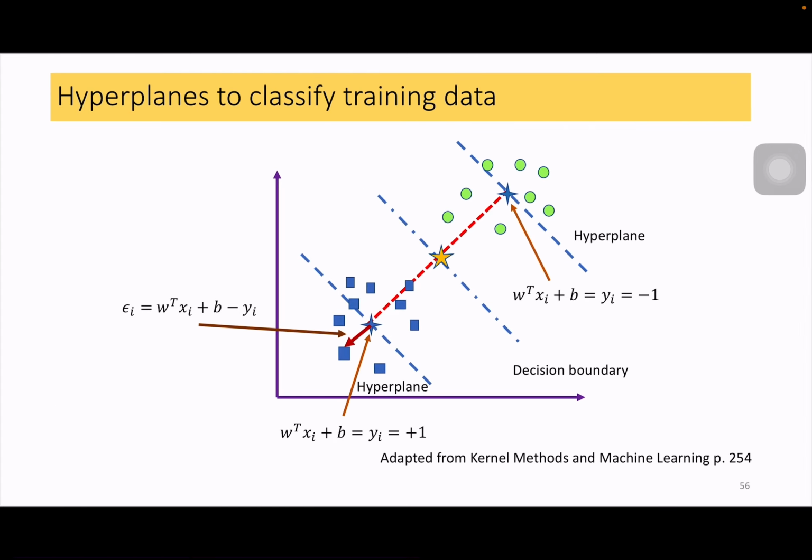So hyperplanes classify the training data. Epsilon equals W transpose xi plus b minus yi is the hyperplane, and then you have plus 1, and you also have minus 1, in green, as the hyperplanes, so that you actually form the decision boundary, which is the blue in the center.